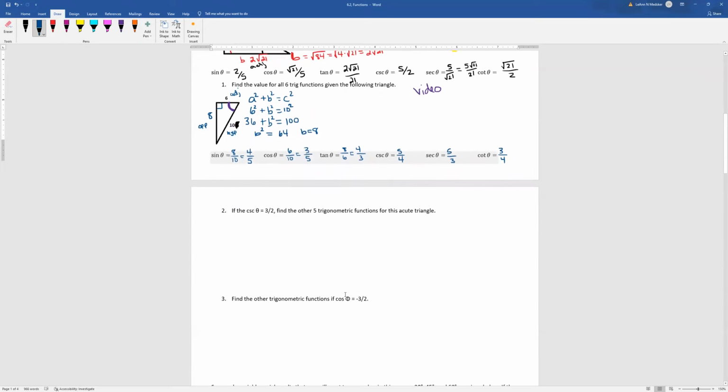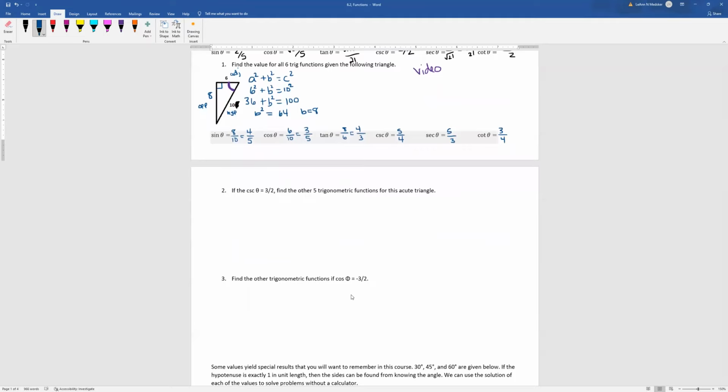Okay, let's look at this next one. It says if cosecant of theta is 3 over 2, find the other 5 trig functions for this acute triangle. And that should say acute right triangle. Remember, all of these have to be right triangles for us to do this. So let's draw our picture and remind ourselves that if we know cosecant, we also know sine would be 2 over 3.